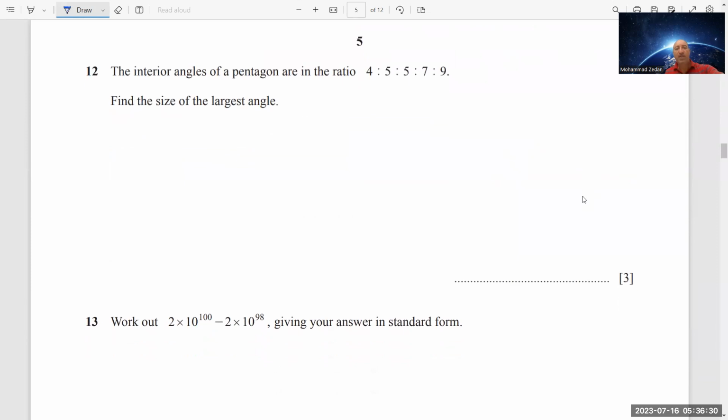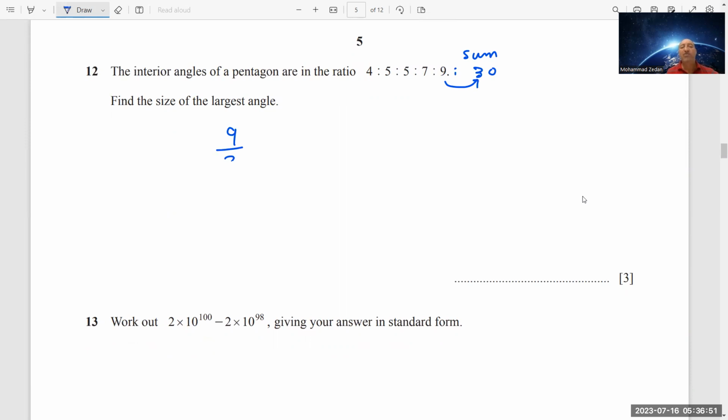The interior angles of a pentagon are in a ratio 4 to 5 to 5 to 7 to 9. Find the size of the largest angle. First of all, I get the sum of these parts of the ratio. 4 plus 5 is 9, plus 5 is 14, 14 plus 16 is 30. The sum of these numbers is 30. So the biggest angle is the proportion 9 over 30.